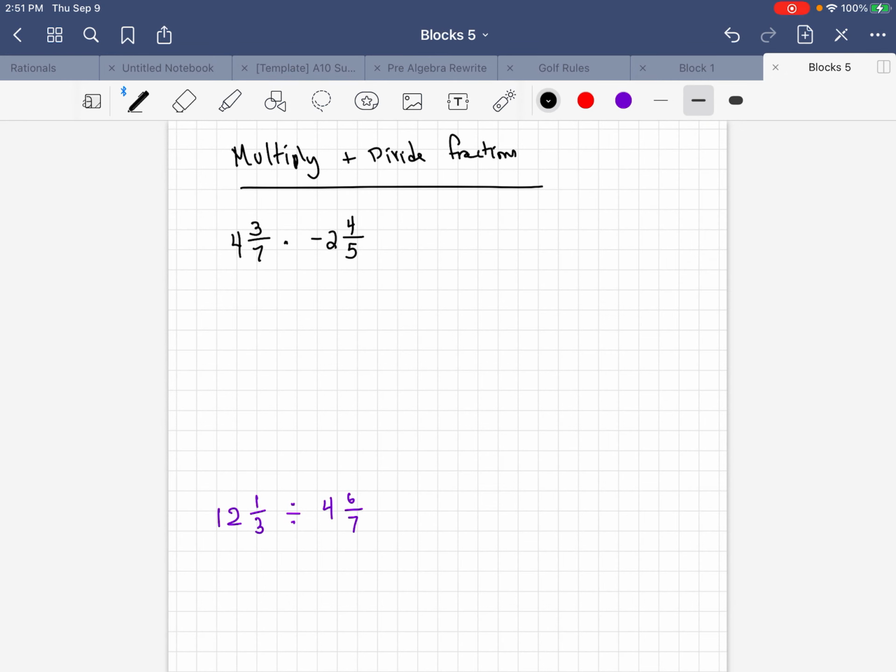This is a lesson on multiplying and dividing fractions. So in each of these problems, you can see that they have a mixed number. If it's not a mixed number, it's actually an easier problem to work with, because the first step that we're going to do is to convert the mixed numbers to improper fractions.